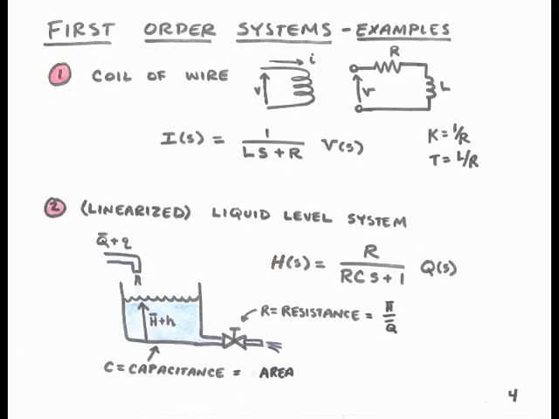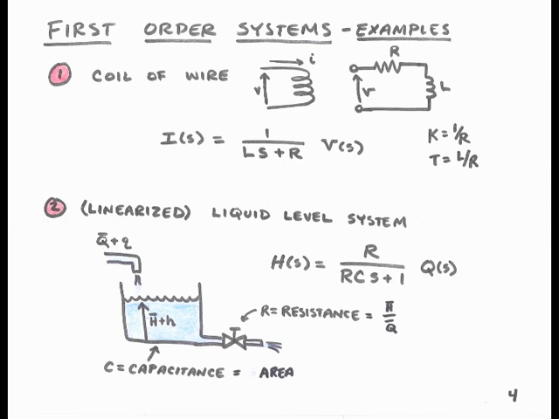Let's now look at 3 examples of first-order systems, and you'll find other examples in your textbooks, especially the book by Palm. The first example is a coil of wire, an inductive coil of wire. This may be modeled as a resistance and inductance in series. Then the relationship between the voltage applied to the terminals, which is the input, and the current flowing through the wire, which is the output, is I of s equals 1 over Ls plus R times V of s. If we compare this to our time constant form, we'll find that DC gain k is equal to 1 over R, and the time constant is equal to L over R.